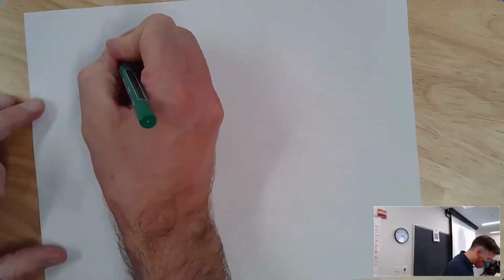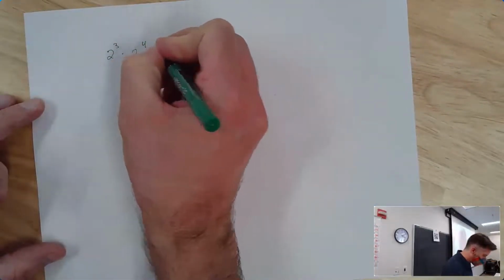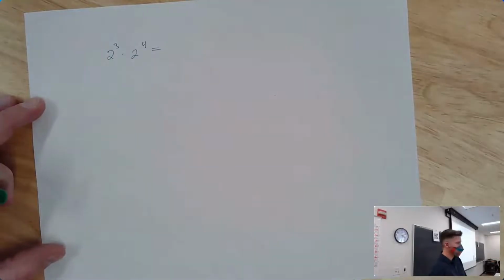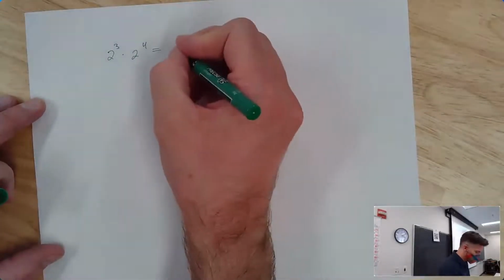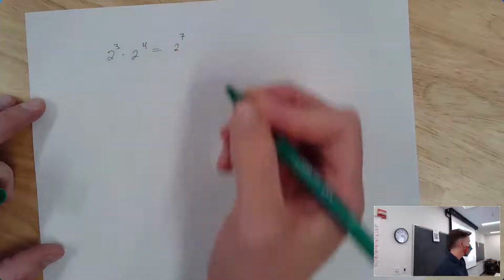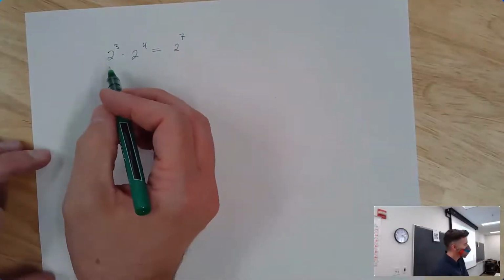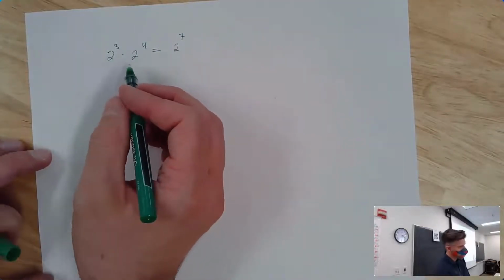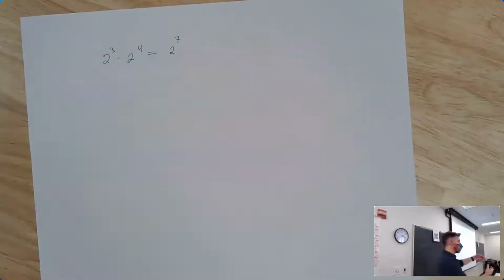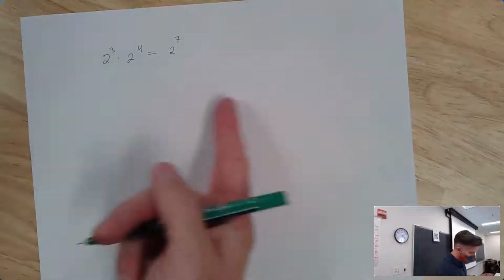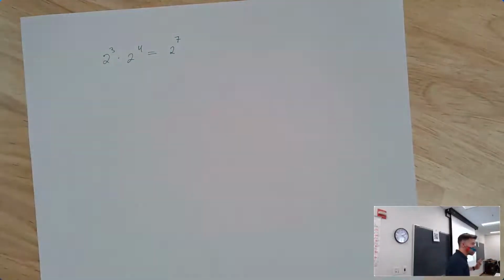What's 2 cubed times 2 to the 4th, as a power of 2? Right, we added the exponents because really 2 cubed is 2 times 2 times 2, and 2 to the 4th is 2 times 2 times 2 times 2, and that's 2 times 2 times 2 times 2 times 2 times 2 times 2, 7 times. But that rule, which is true, means that 2 to the 0 has to equal 1.